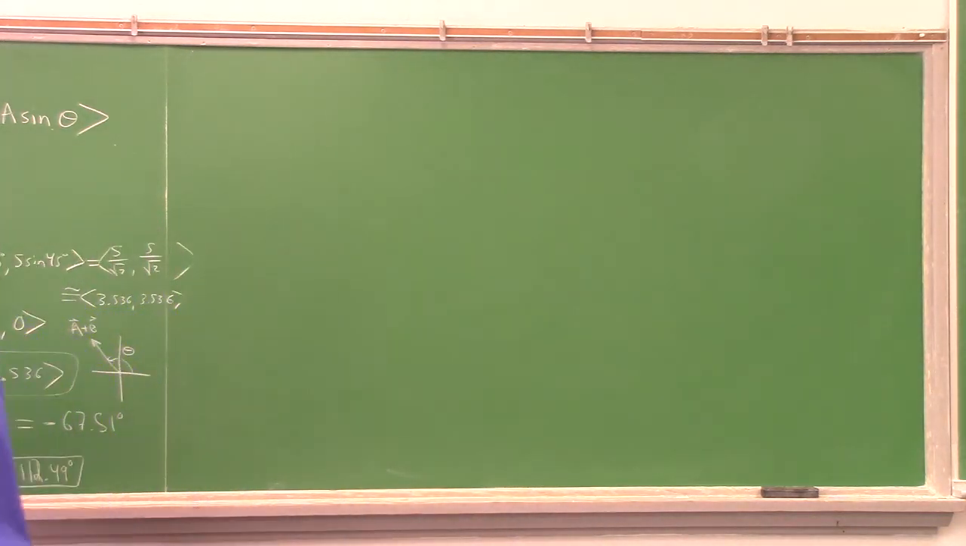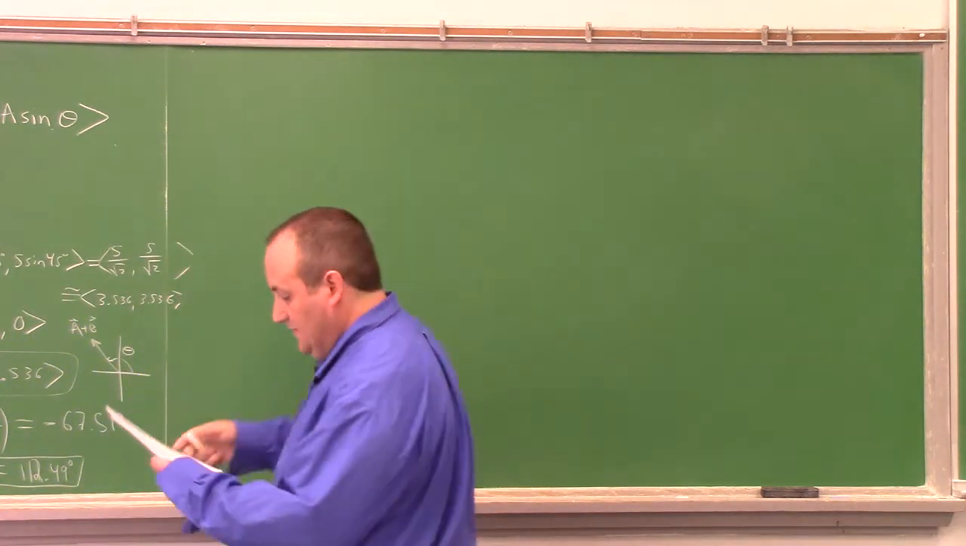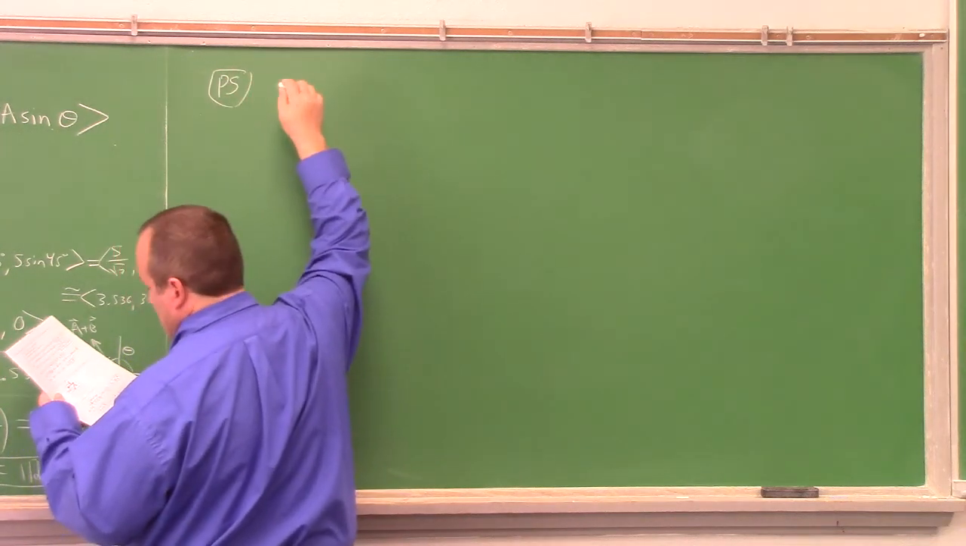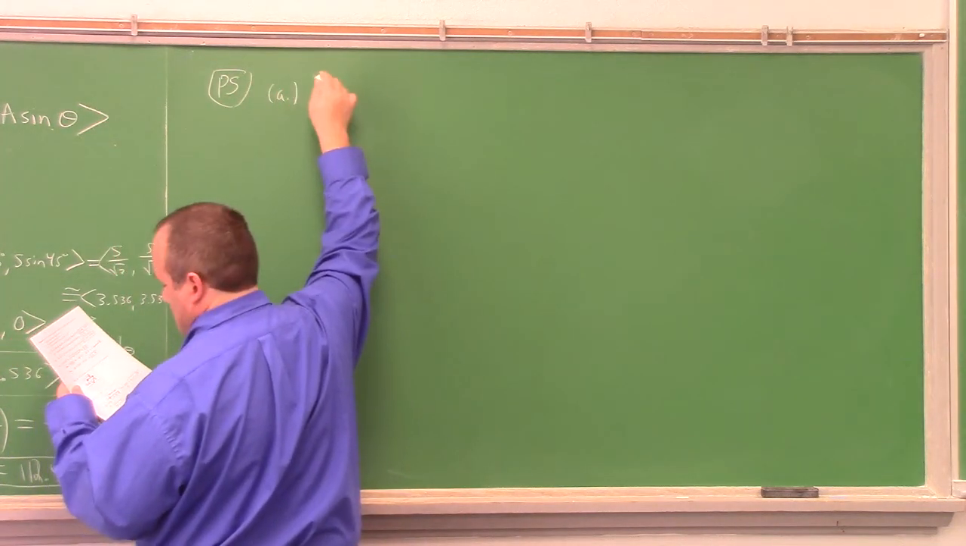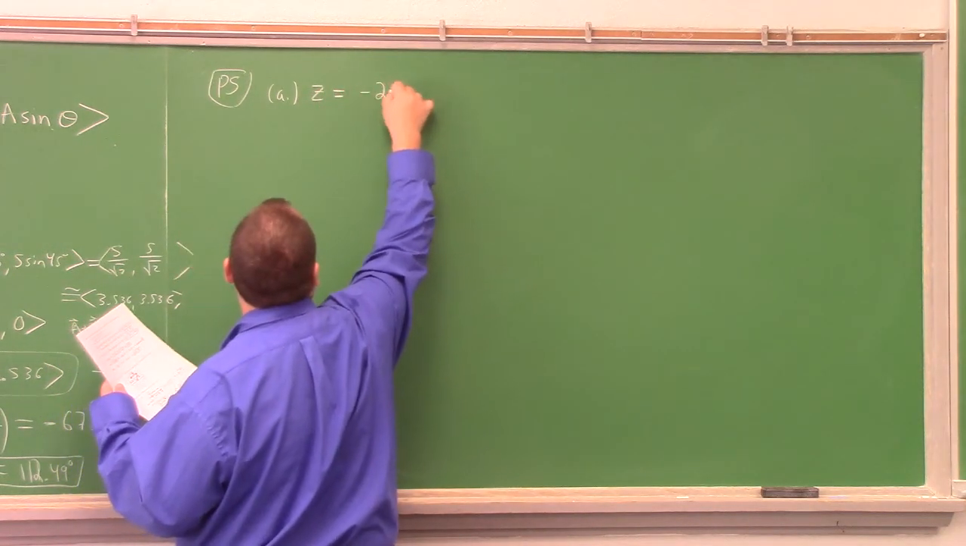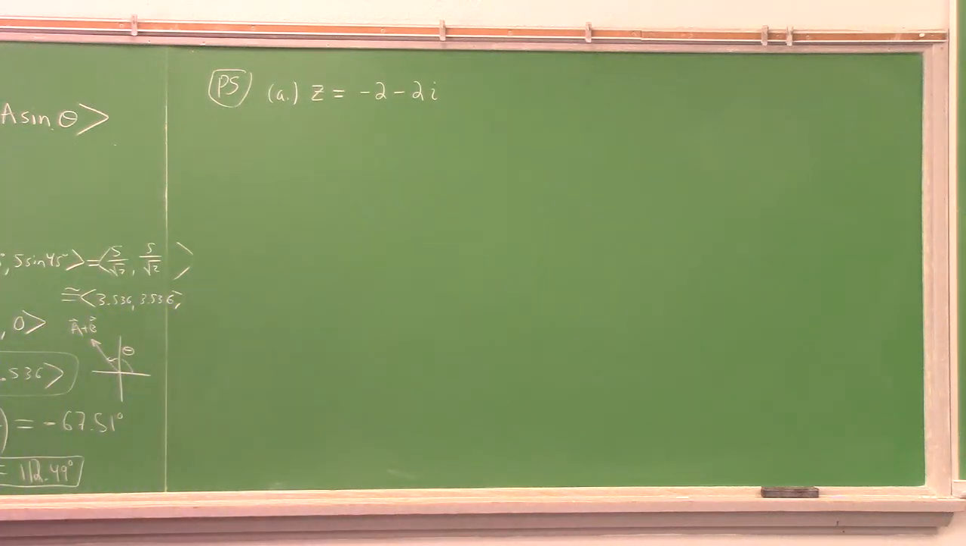So now I'm turning the tables. I'm giving you the Cartesian form, and I'm asking you to find the polar form, right? So like A, I got Z is minus 2 minus 2i, all right?